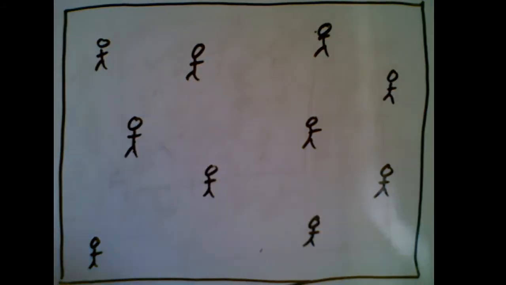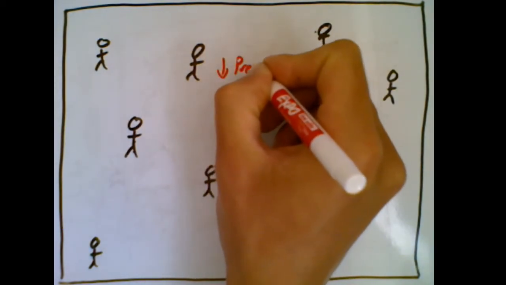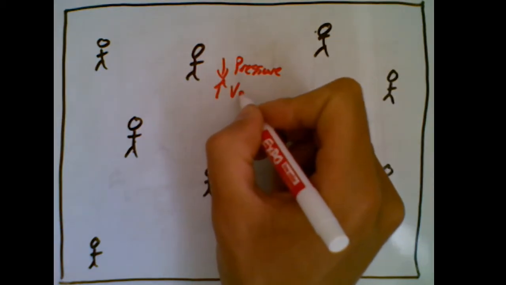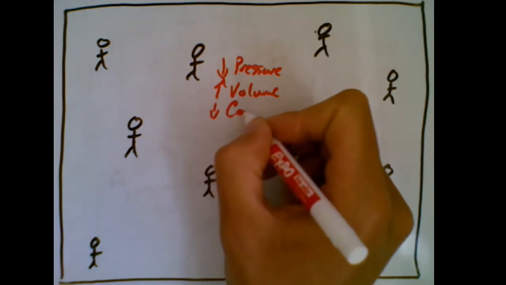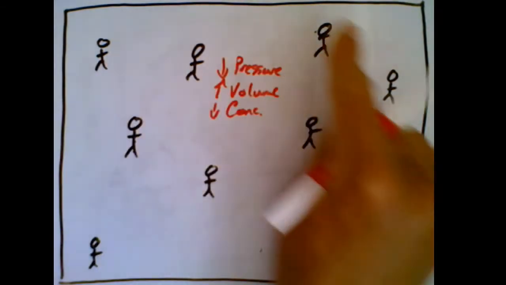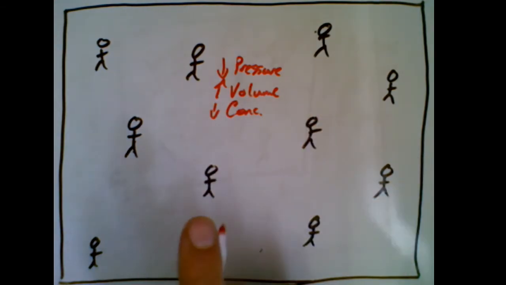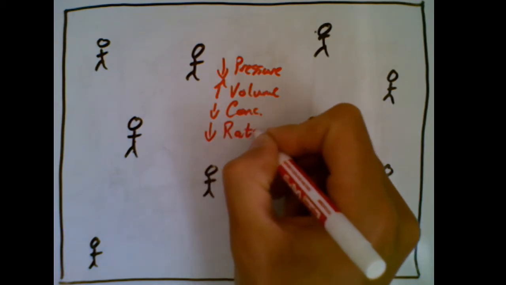And so now let's think about what effect this is going to have. A decrease in pressure is the same as an increase in volume, which is the same as a decrease in concentration. Look at how spread out they all are. They're not concentrated. They are actually very far apart. And that causes a decrease in the rate.